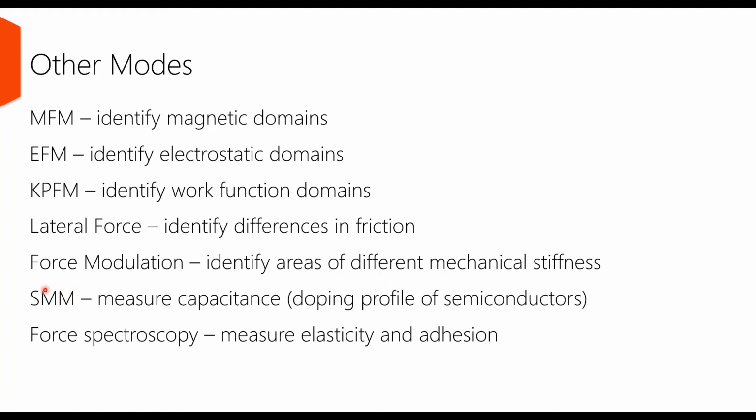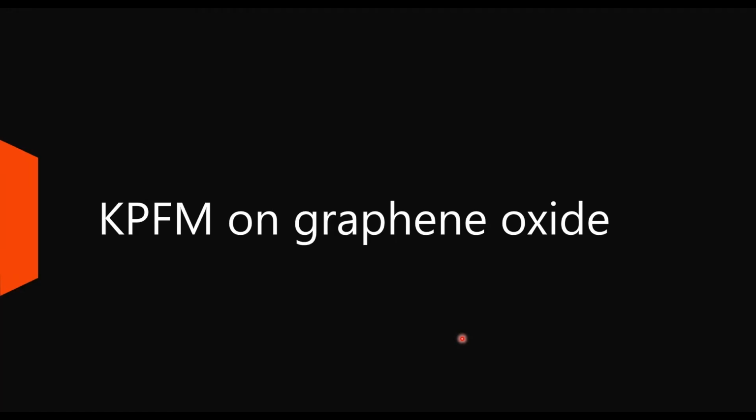There are more advanced modes called scanning microwave microscopy, which allows you to measure capacitance, and this is a kind of imaging doping profile of semiconductors. That's one of the main uses. And force spectroscopy, and I'll get into force spectroscopy actually at the tail end of this talk. And that's a way to quantify the elasticity and adhesion of a sample.